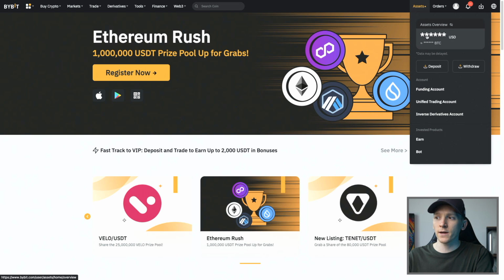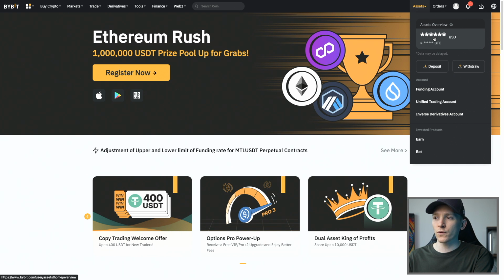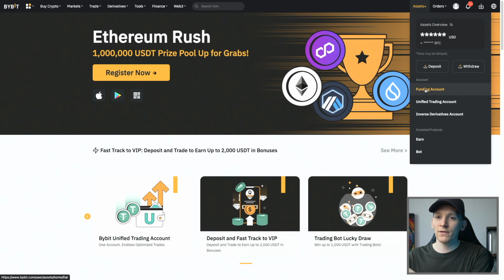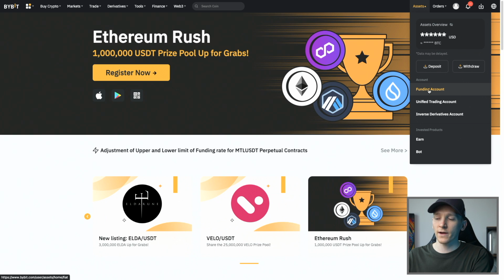But if you come to the main page, once you've set up an account, you can just come to your assets page right here and then just go to assets overview, or you can come to your funding account. If you're new, it will look like this. If you've had the Bybit app for a while, you may not have upgraded to this type of account yet, which you can do.